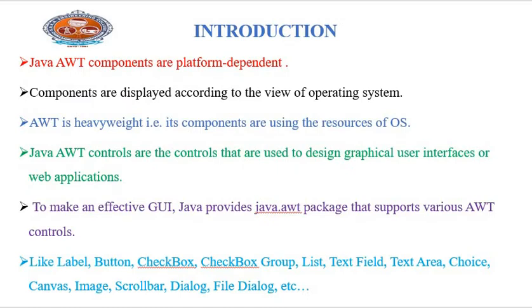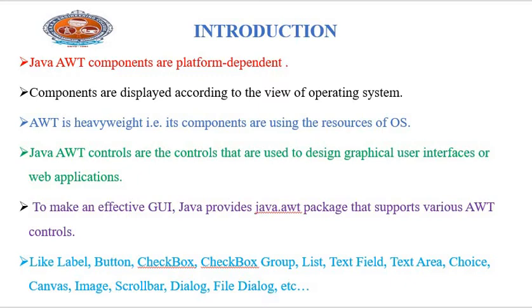First of all, introduction. What is AWT? Java AWT components are platform dependent. Components are displayed according to the view of the operating system. AWT is heavyweight, that is, its components are using the resources of the operating system.